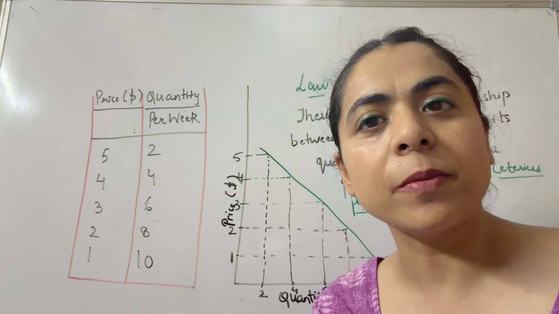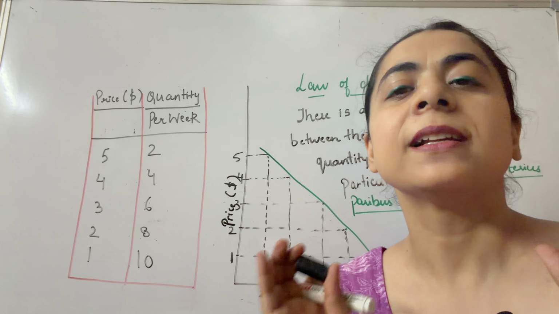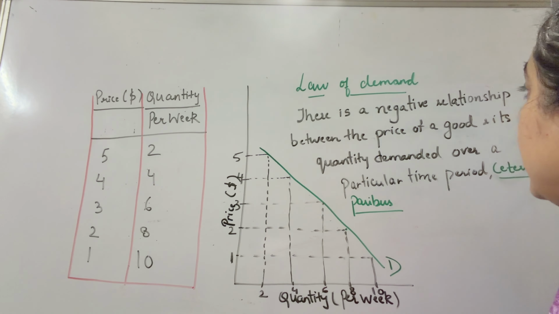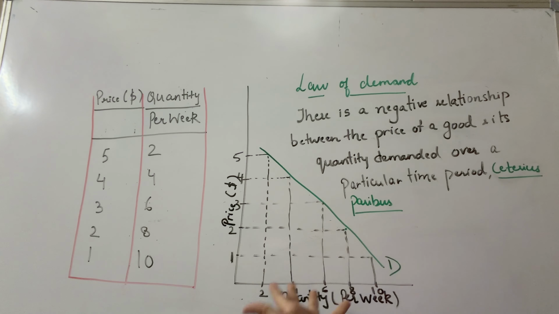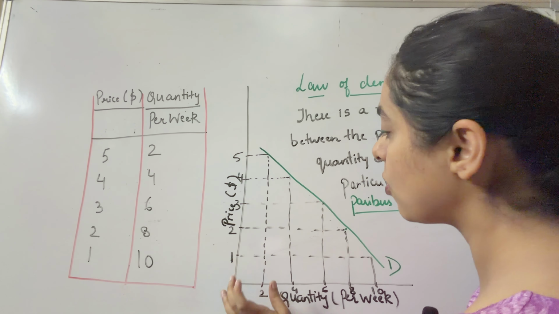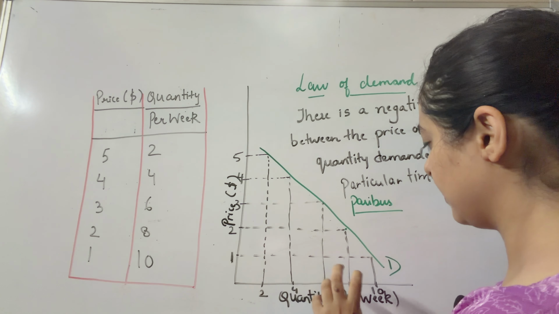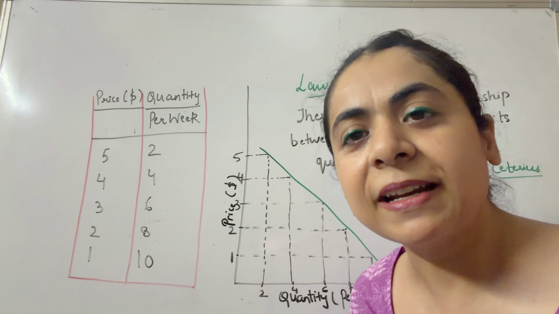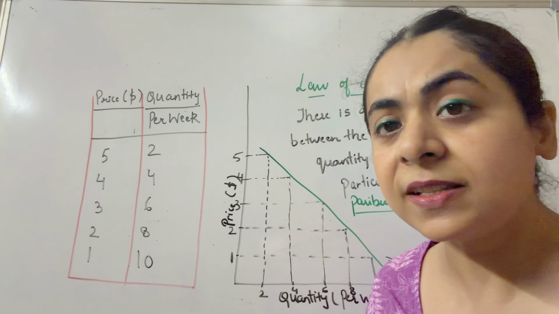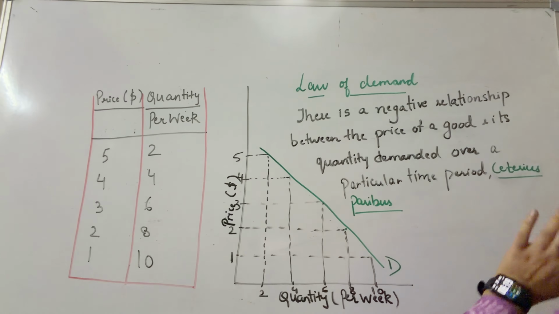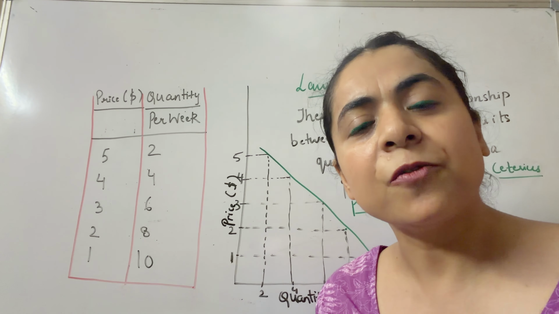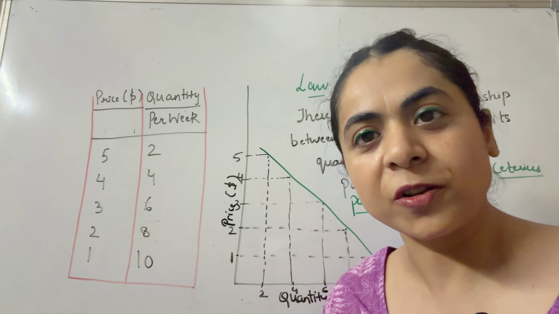So here is our law of demand, which states that there is always an inverse relationship between the price of a good and its quantity demanded over a particular time period. So as price falls, quantity demanded will increase. On the other hand, if price rises, then in that case, quantity demanded falls. All other things affecting the demand for a commodity remaining constant.